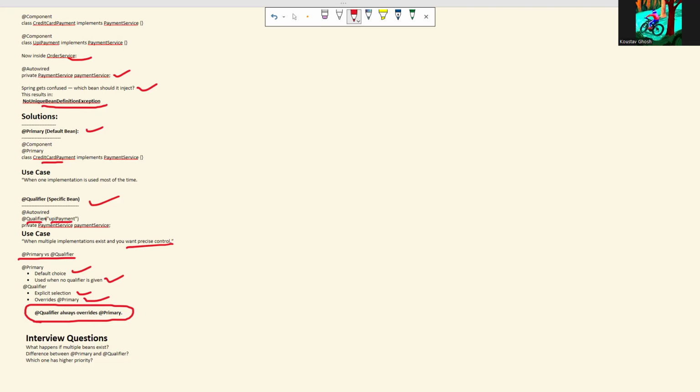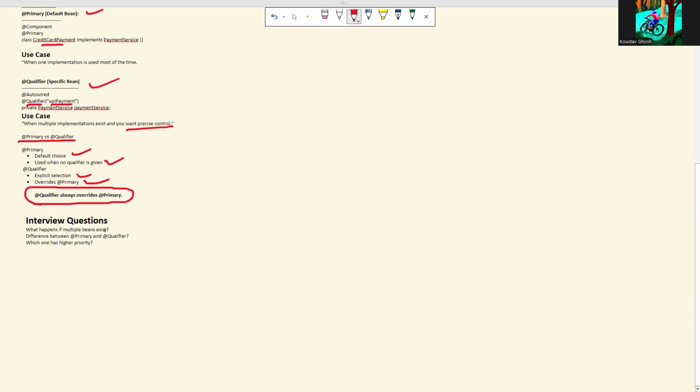You got my point? Suppose you are giving the primary annotation on top of credit card payment, and in the qualifier you are specifying UPI payment. Then the UPI payment will be injected, not the credit card payment. Now, the interview questions may ask from this topic; only these three questions can be asked. If you clearly understand the whole concept, then these three questions will be easy to answer during your interview.